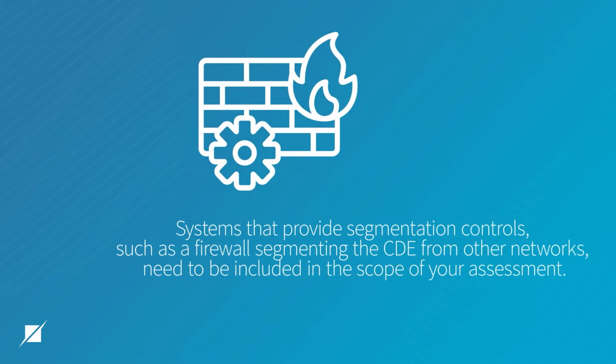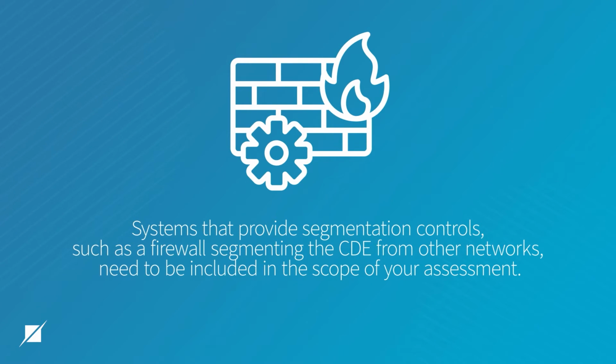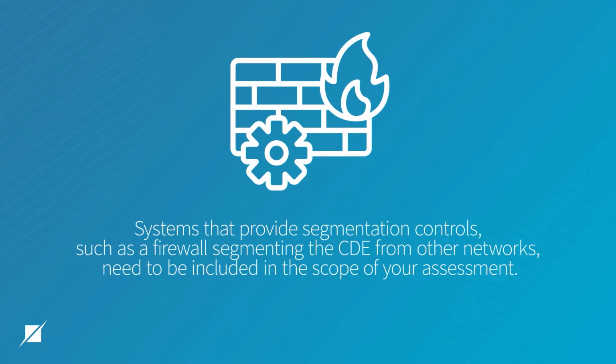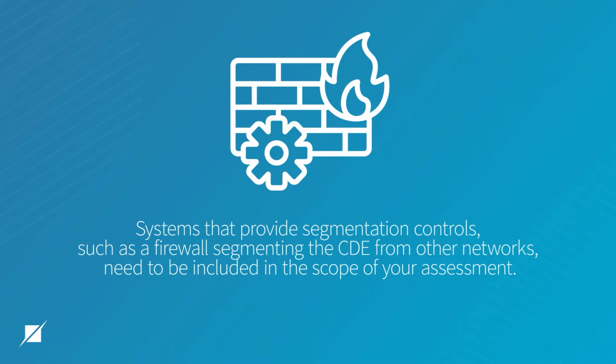One of the last simple paths forward to identifying additional systems that should be included in scope are systems that provide segmentation controls or anything to that effect. So if you have a firewall that's segmenting your CDE, obviously that firewall needs to be included in scope. So now that we have a general understanding of how scoping works within PCI DSS, let's take a deeper look at the new requirement within PCI DSS version 4.